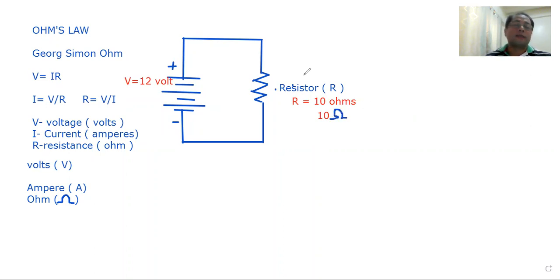Something like that. So we have an omega symbol, so it's quite difficult to draw it. Sorry, so let's just use the word ohm instead. So we have a 10 ohm resistor. We have a 12 volt battery.